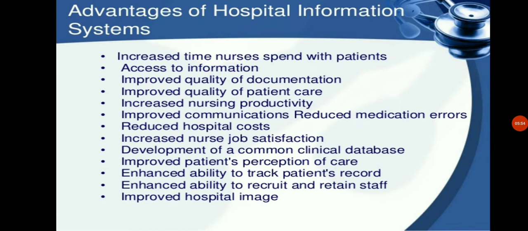So there are some advantages of hospital information systems. One is increased time nurses spend with access to information, improved quality of documentation, improved quality of patient care, and increased nursing productivity. Improved communication and reduced medication errors. We also reduce hospital cost, increase nurse job satisfaction, develop a common clinical database, improve patient perceptions of care, and enhance the ability to track patient records. Enhance also the ability to recruit and retain staff, and improve the hospital image. So that is how the advantages of hospital information systems.